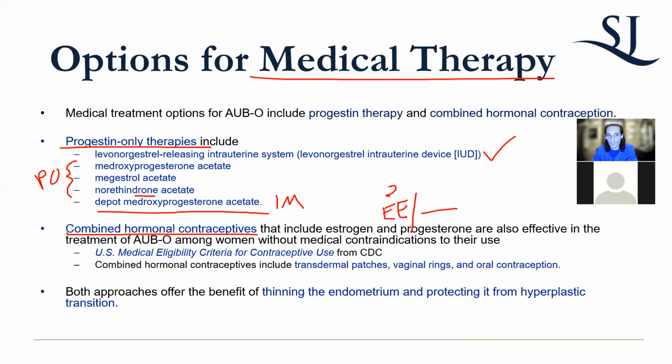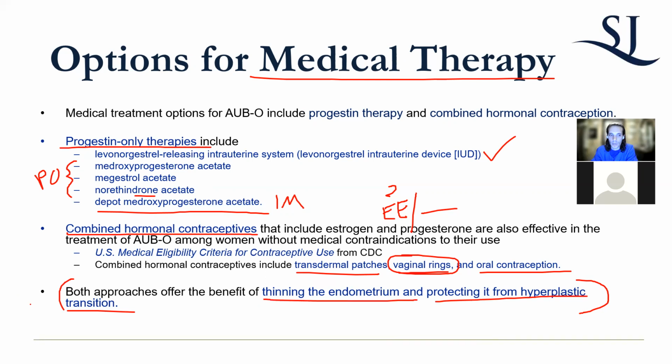But the combined hormonal contraceptives, which include estrogen, include patches, the vaginal ring, which is NuvaRing, or just your PO medications, right? And this is actually probably one of the best options you have. The bottom line is that the approach thins the endometrium or provides a balance or protects it from hyperplastic transition. And that is what you want to achieve first and foremost.